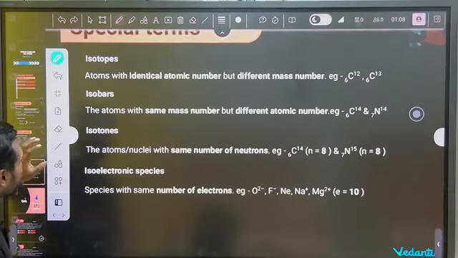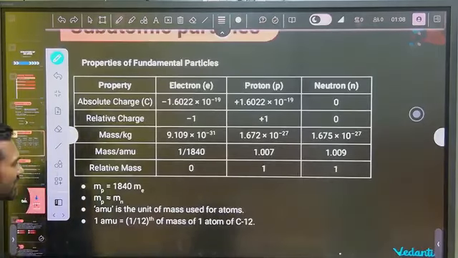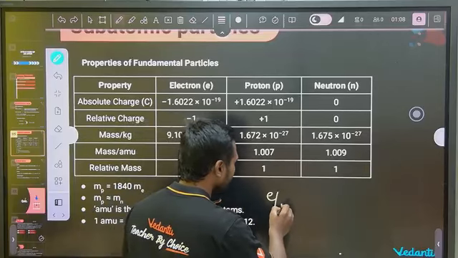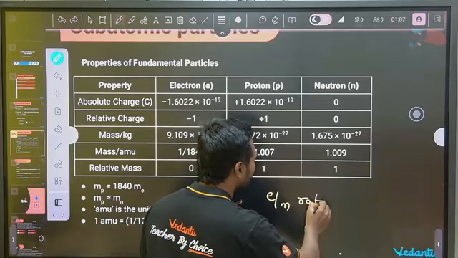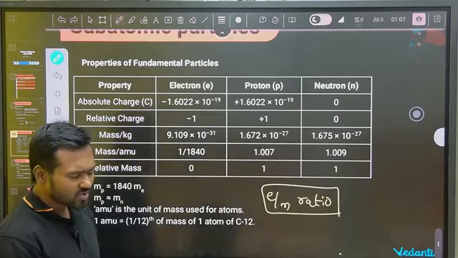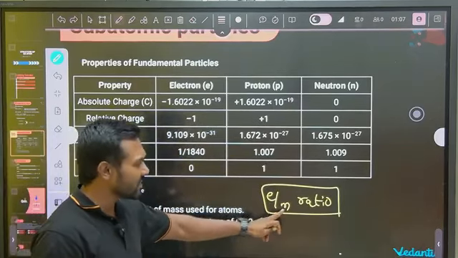Next, here I will add one thing in the slides. The one thing is the e by m ratio. They ask the e by m ratio. So what is this e by m ratio? e means charge and m means mass.